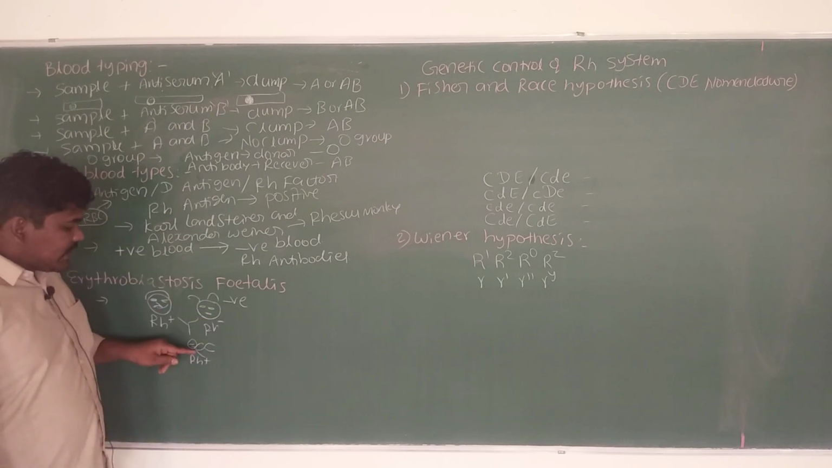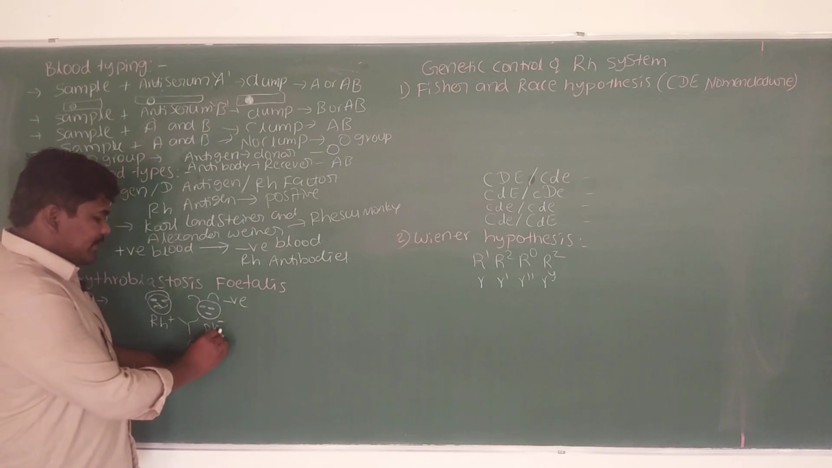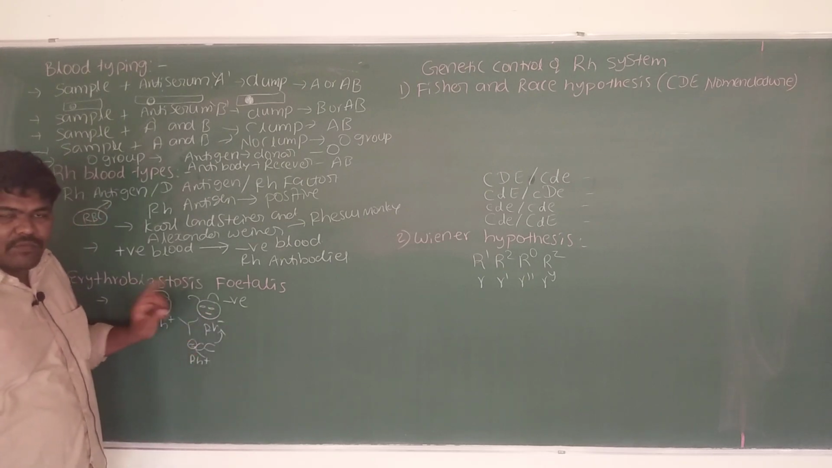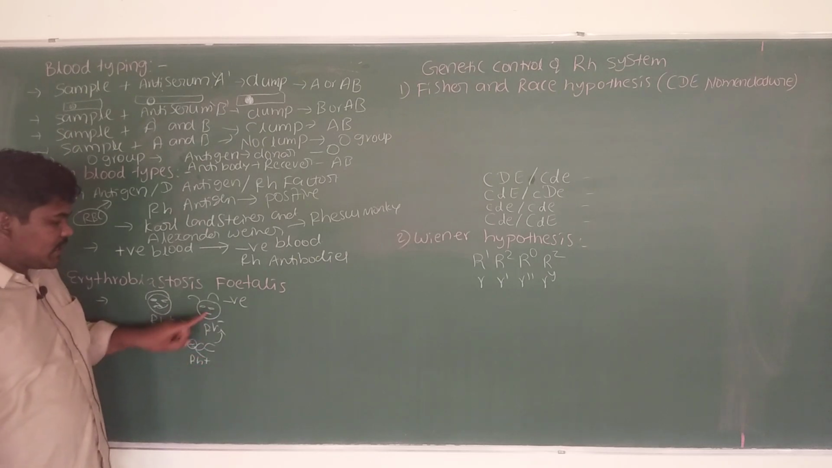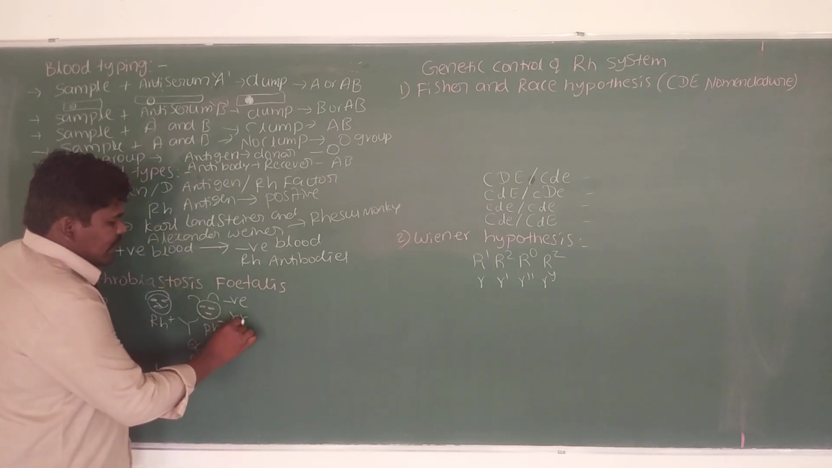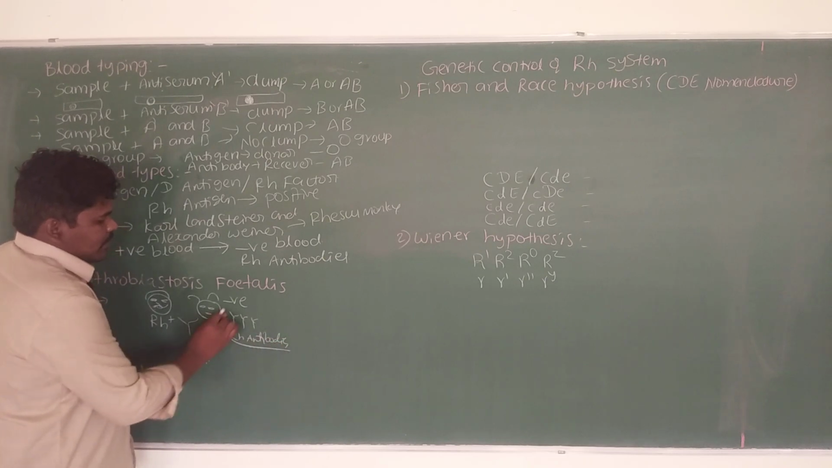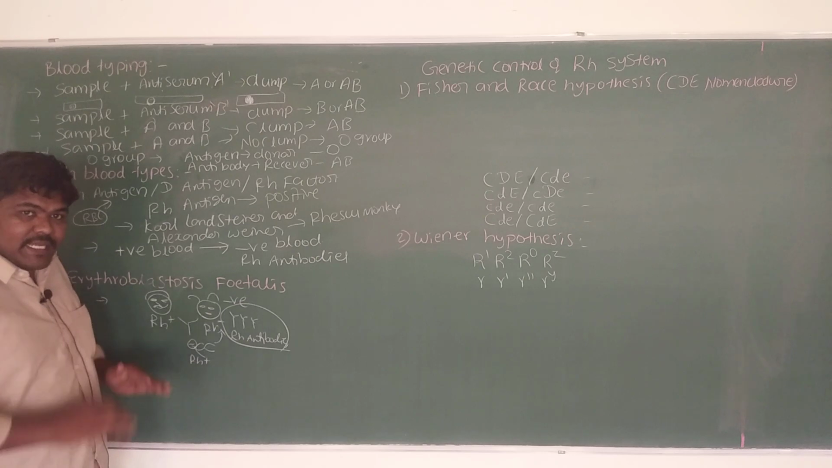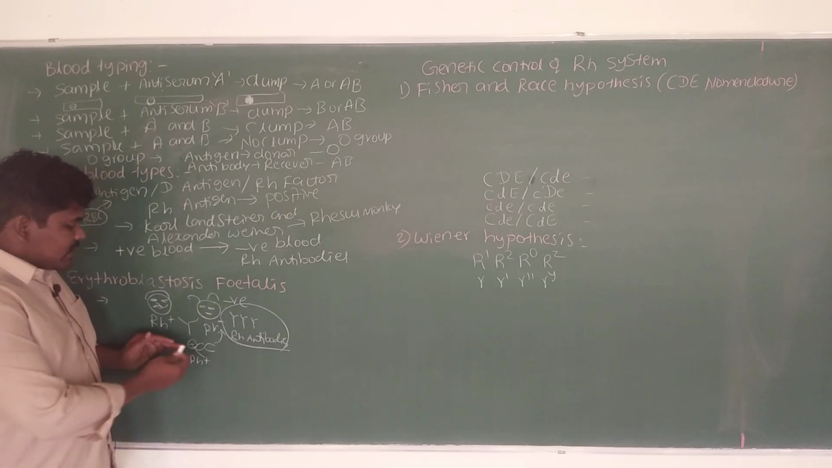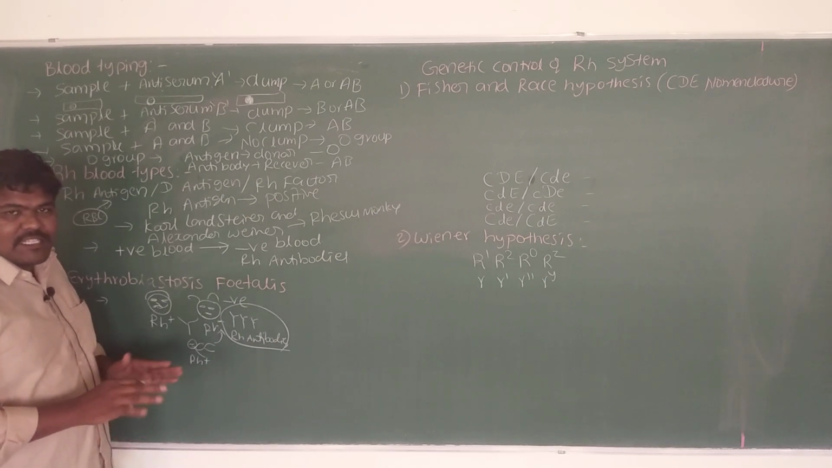But during delivery, the Rh positive blood may mix into the Rh negative blood of the mother. When Rh positive blood transfers into the Rh negative blood, the mother will produce antibodies, Rh antibodies. The mother's blood is sensitized and produces Rh antibodies during the delivery. There is no effect on the first child; the baby is delivered, there is no effect.